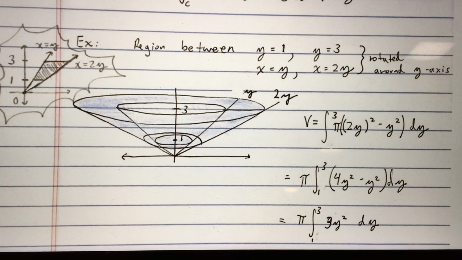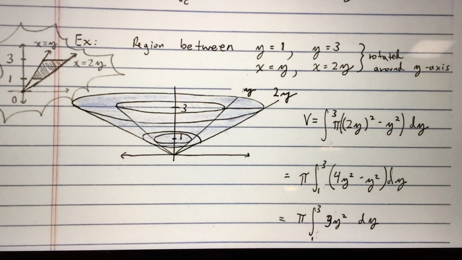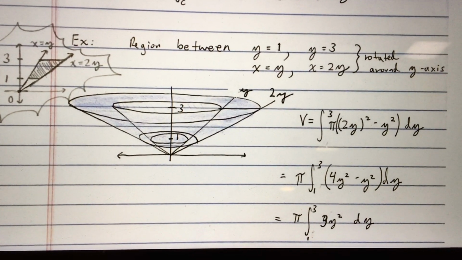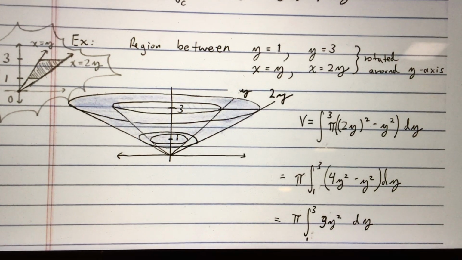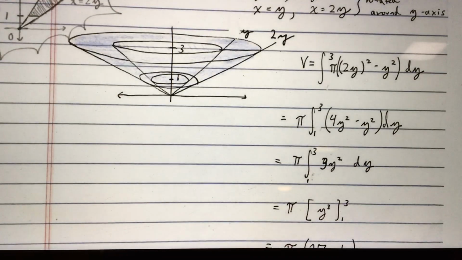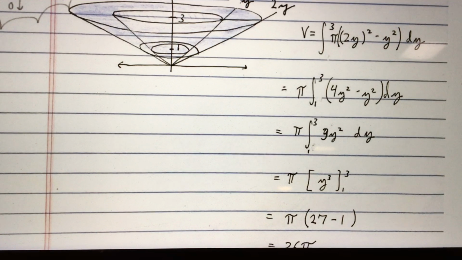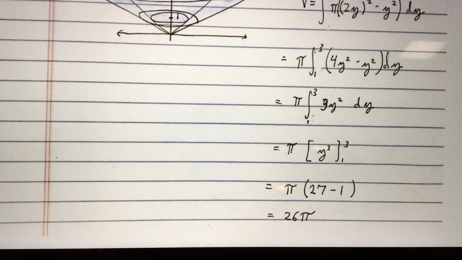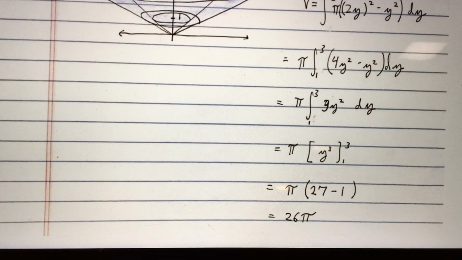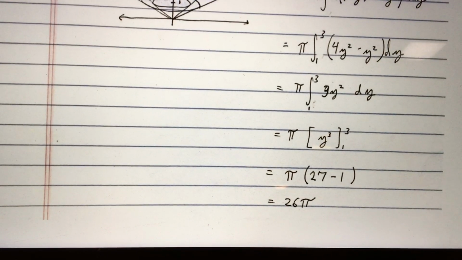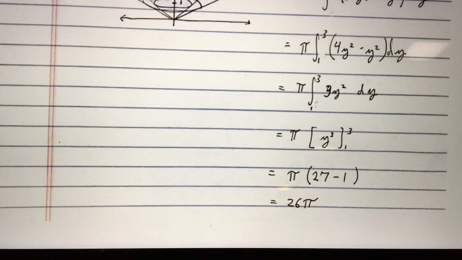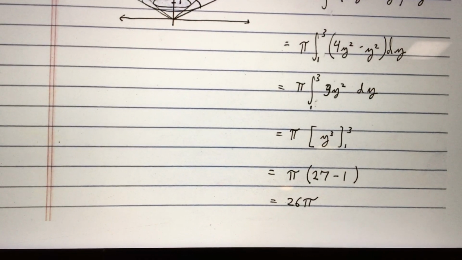And then we can pretty quickly work out the antiderivative there. I just combined 4y squared minus y squared to get 3y squared. And then raise and divide that, gives you y cubed. And then plug in the 3 and the 1, gives you 27 minus 1, so the answer is 26 pi.